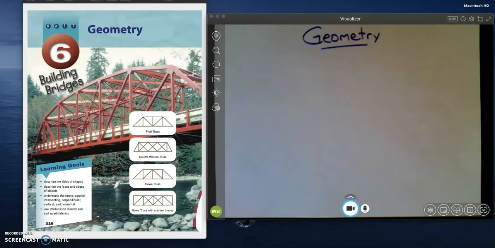So the learning goals in your textbook, page 220, just kind of highlight them to know what we're going up against. So we're going to describe the sides of shapes, describe the faces and edges of objects, so 3D objects, and we're going to understand the terminology: parallel, intersecting, perpendicular, vertical, and horizontal. I know that sounds simple, but it's really, really important that you get them super correct. And then the last one there, use attributes to identify and sort quadrilaterals. And we'll get into what quadrilaterals are as well.